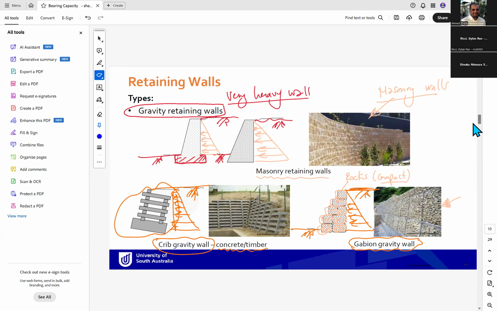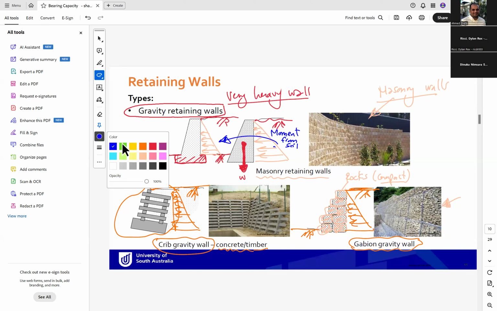So if we go back again to the gravity retaining wall, how does the gravity retaining wall work? The idea behind the retaining wall is that the soil is pushing the wall to this side, so it creates some moment on the wall. So this is the moment from soil. And the idea of the gravity retaining wall is that the wall is very heavy, so it adds, this is the weight of the wall, sorry. So the idea is we have a very heavy wall, and this is the weight of the wall. This weight is causing a moment in the reverse direction, so it's causing this green moment. So the green moment is the moment from the wall weight.